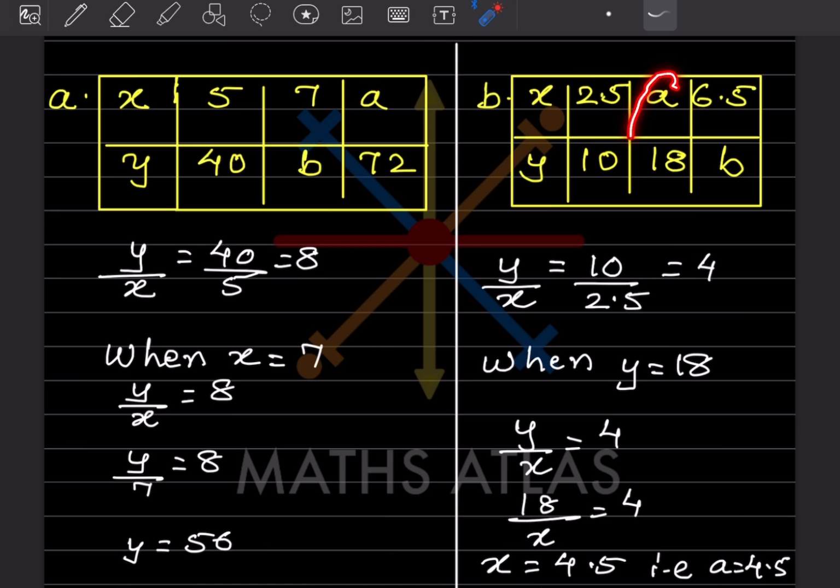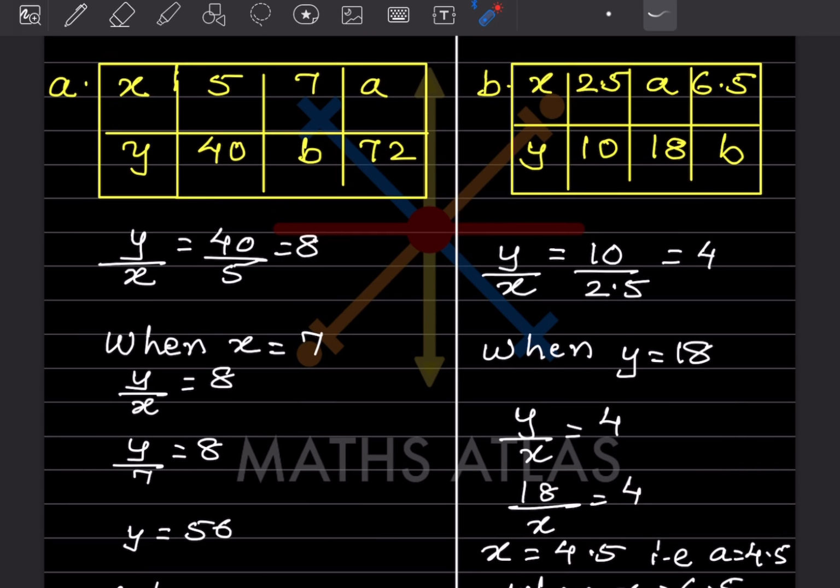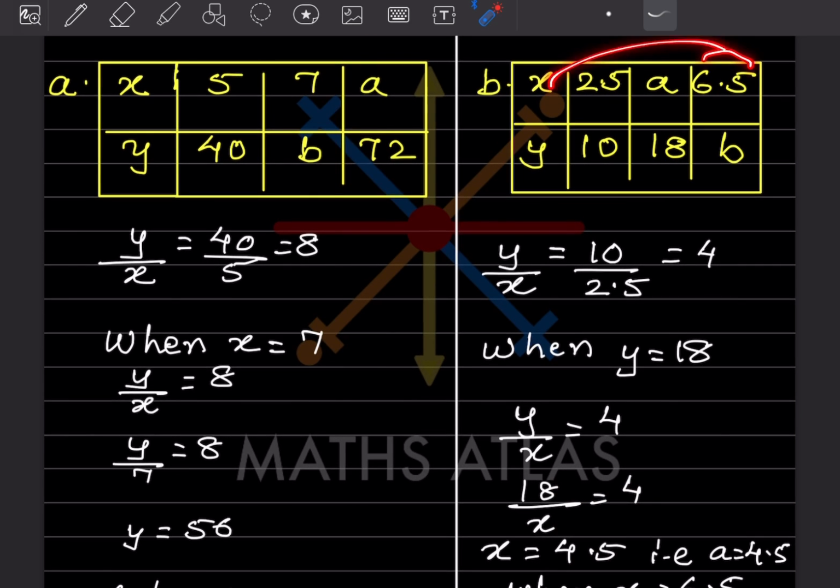So now we will go for this part. We want the value of a. So here y is 18. So when y is 18, same as in this one, y by x is 4. So in place of this y, we'll put 18 by x is 4. So when you cross multiply, this will be 4x is 18. So x will be 18 by 4, which is going to be 4.5. So a is 4.5.